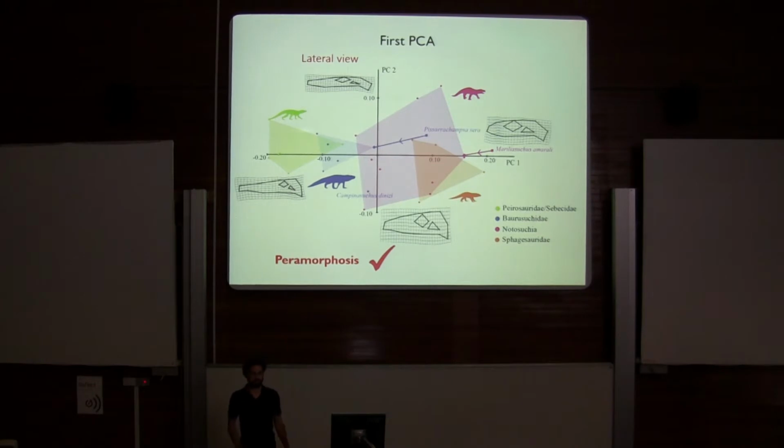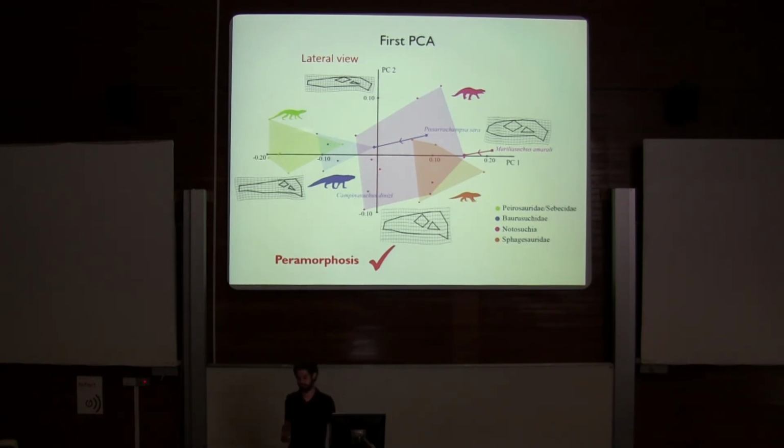And trying to summarize our results, after the first PCA, we concluded that paramorphosis is present in the evolution of this group because these two blue dots here are the juvenile baurusuchids, and this blue morphospace here represents the adults. So the juveniles fall outside, they're displaced from the adults, and they're included in the pink one that represents the other Notosuchians.